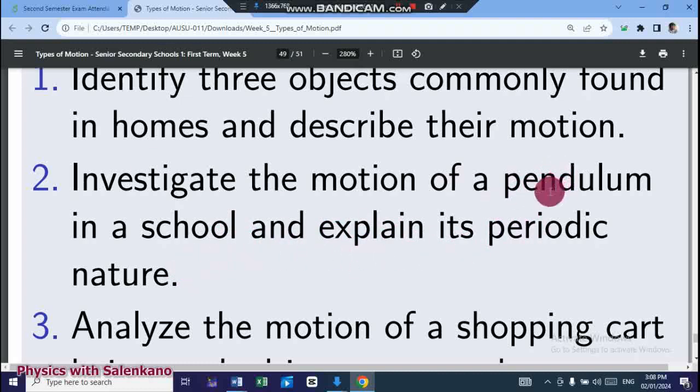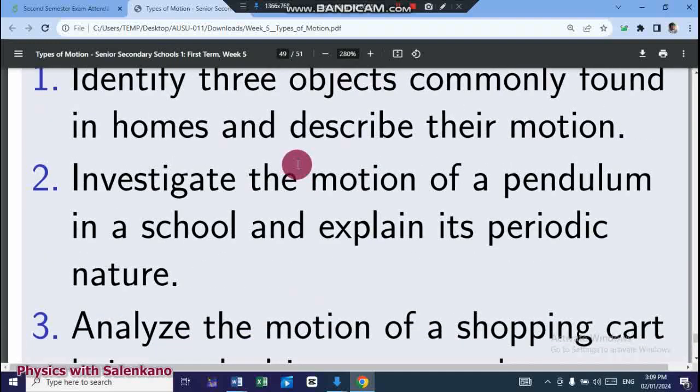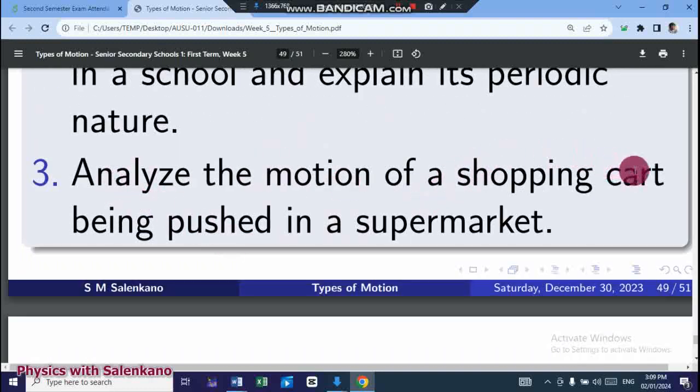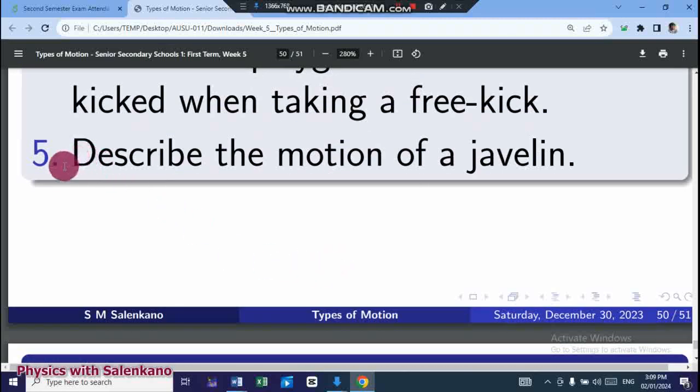We have what we call a simple pendulum in a physics laboratory. You have to go there and look at the simple pendulum, observe its motion, and then tell us which kind of motion that is. Analyze the motion of a shopping cart being pushed in a supermarket. Compare the motion of a ball thrown in a school playground and a ball kicked when taking a free kick. Finally, describe the motion of a javelin.